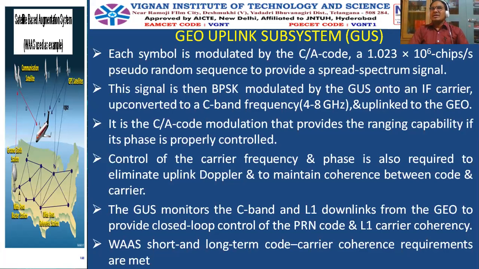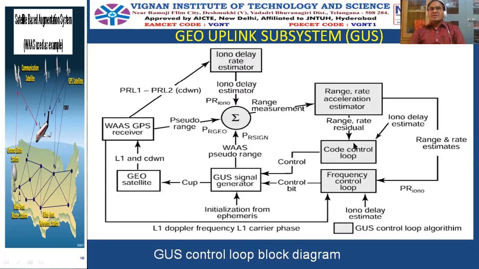If there is any Doppler shift in the uplink or downlink, then we need the carrier frequency and phase errors to be corrected to maintain the coherence. And it also monitors the C-band and L1 downlinks from the geo to provide the closed loop control of the pseudo-random noise code and the L1 carrier coherency. And this is the geo uplink subsystem block diagram. This is the GUS control loop block diagram.